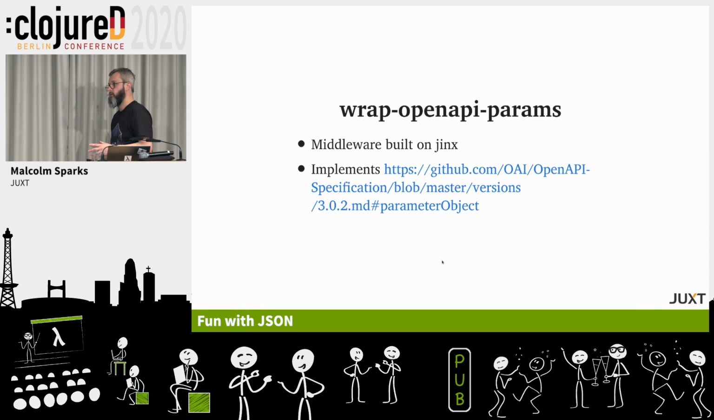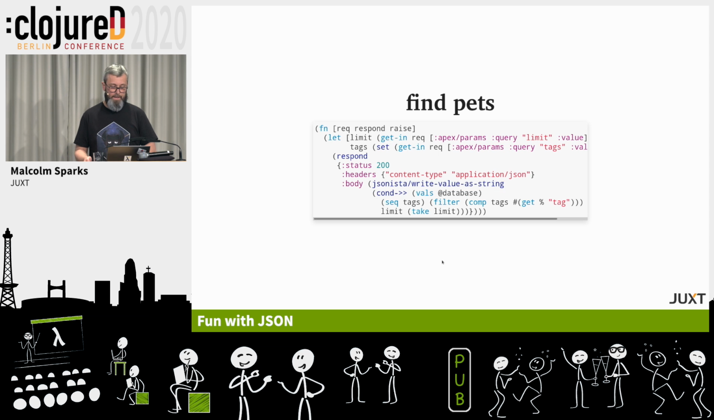I wanted to write a little piece of Ring middleware that would use this definition and then build on Jinx, and it would just work. So that's kind of what I did. So this is the implementation of the code.